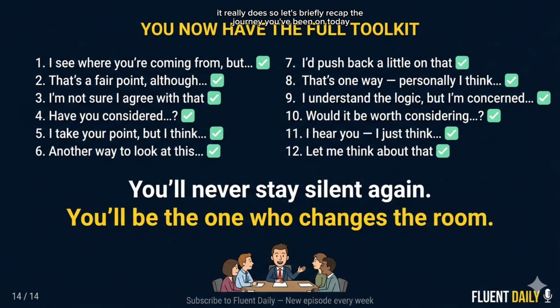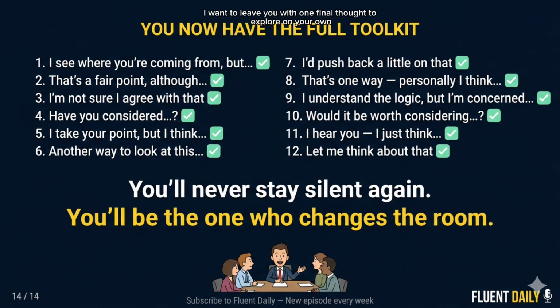It really does. So let's briefly recap the journey you've been on today. You have learned how to hack the ego and validate first with, I see where you're coming from. You've learned to bypass defenses by asking collaborative questions like, have you considered? You know how to use shock absorbers to soften your directness with, I'd push back a little. And ultimately, you've learned to leverage the sheer confidence of the thoughtful pause.